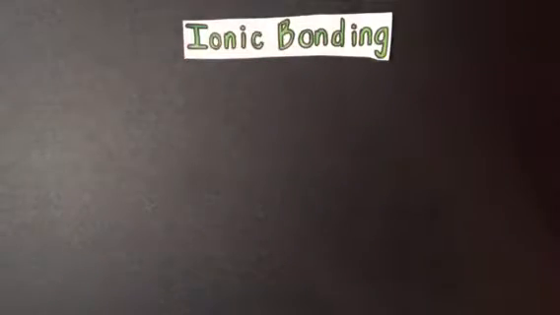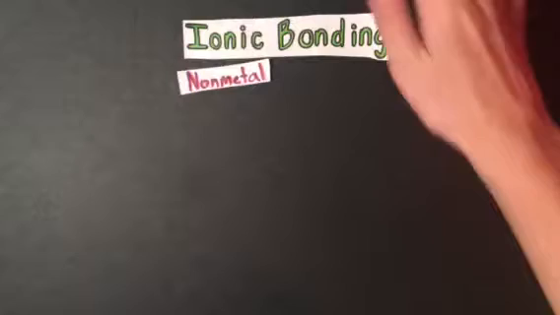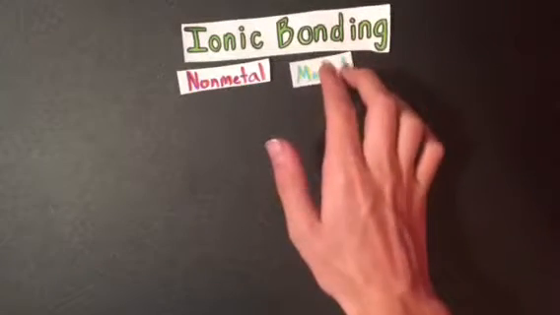Ionic bonding is the connection of two oppositely charged ions. Ionic bonds consist of one nonmetal ion and one metal ion. An example of ionic bonding is found in sodium chloride, or table salt.